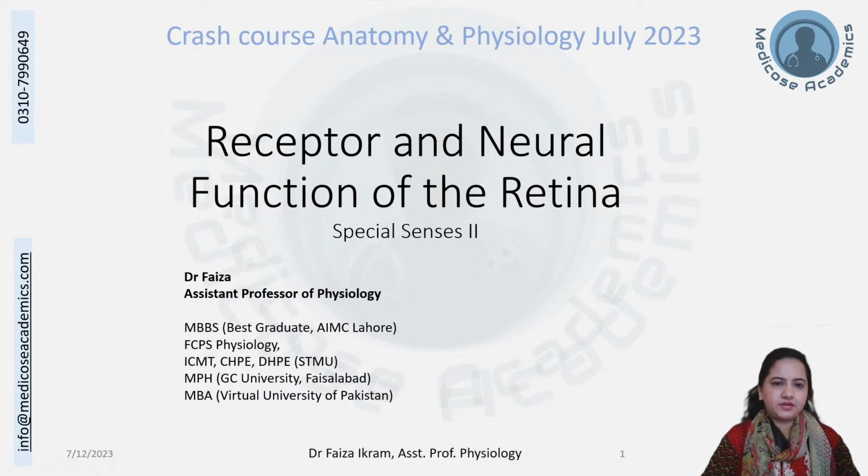The topic I have here today for discussion is receptor and neural function of retina. In the previous session, we had seen the basic principles of the optics of vision, and today we are discussing the receptor and neural function of the retina.